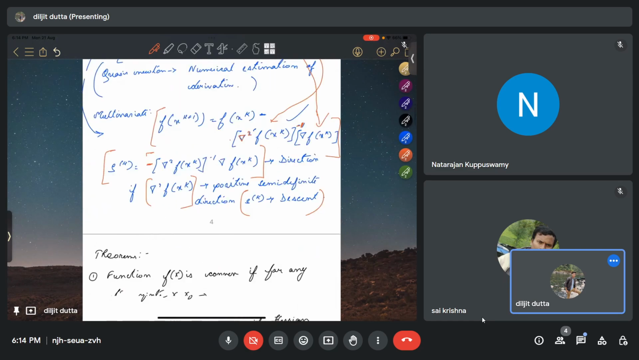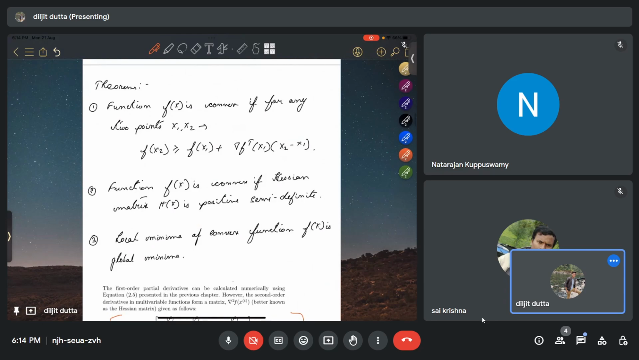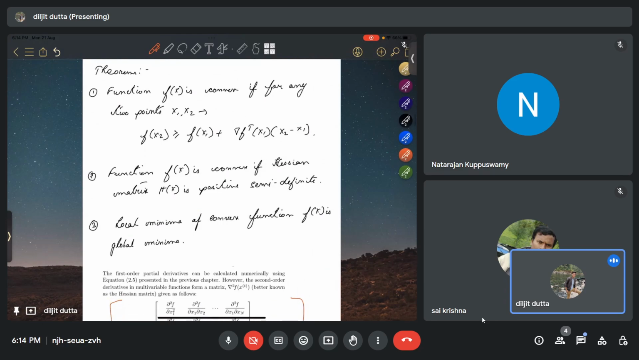There are three theorems related to convex functions. The derivations were done in the class, and I won't be doing them here. If you want to see the derivations, you can go to lecture 11. The function f of x is convex if for any two points x1 and x2, this condition is met: f of x2 is greater than or equal to f of x1 plus del of f of x1 transpose into x2 minus x1.